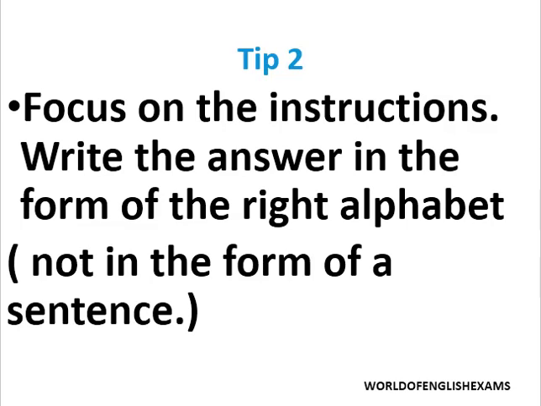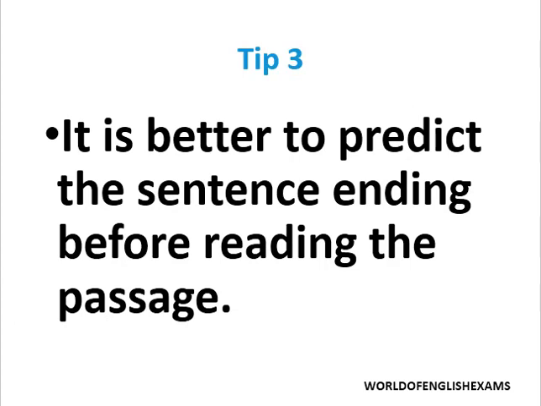Then, moving to the third tip, it is better to predict the sentence ending before reading the passage. There is a reason behind why I tell you this. There are a few sentences whose endings will appear to look alike. That is, more than one ending could maybe be suitable to a sentence. It might look as if it is apt, but in fact it is not. So what do you need to do? You need to look at the questions and look at all the endings, so that you can predict what could be the possible ending, which will help you a great deal in locating the answers quickly. So this is the third tip.